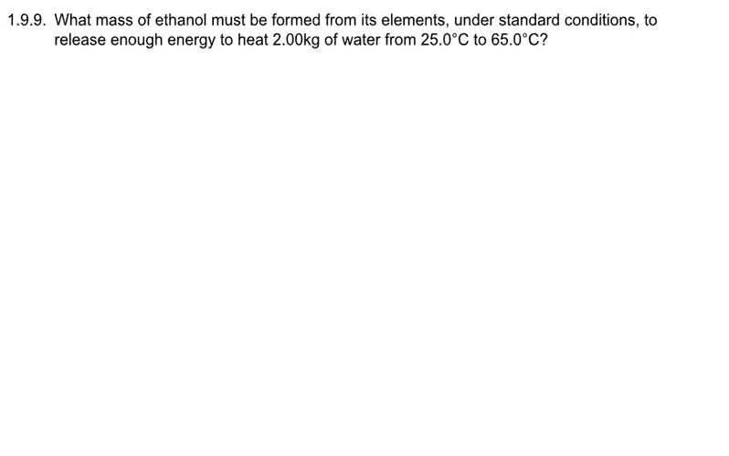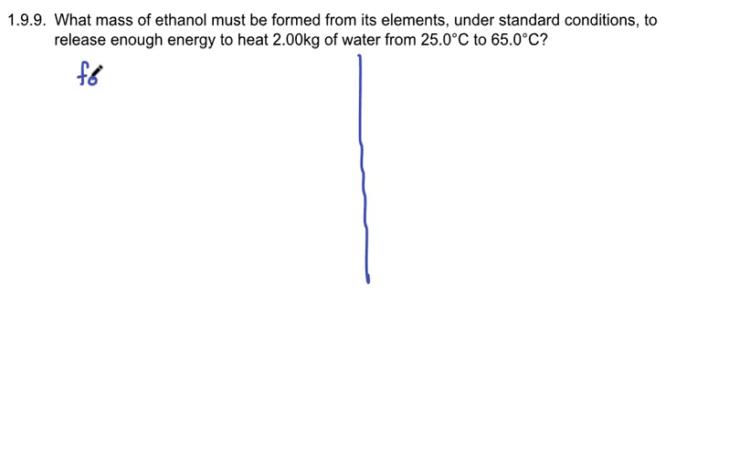Hello one last time. This is the last problem in Unit 1 as of this recording, so let's see what they have for us. What mass of ethanol must be formed from its elements under standard conditions to release enough energy to heat 2 kilograms of water from 25 to 65? Okay, this is a two-part question, and it's the kind that in the lessons we call heat lost equals heat gained. There are two things going on.